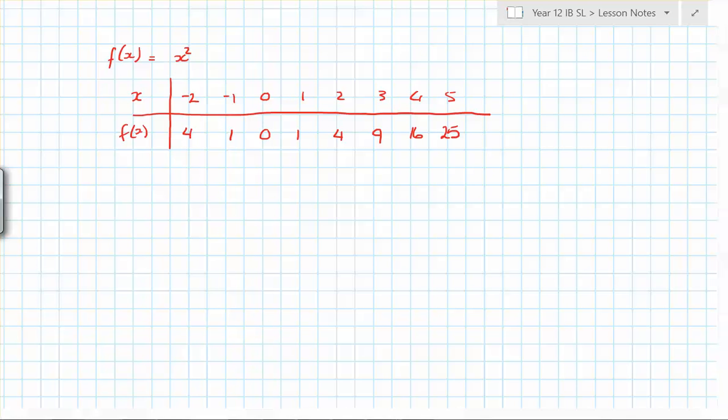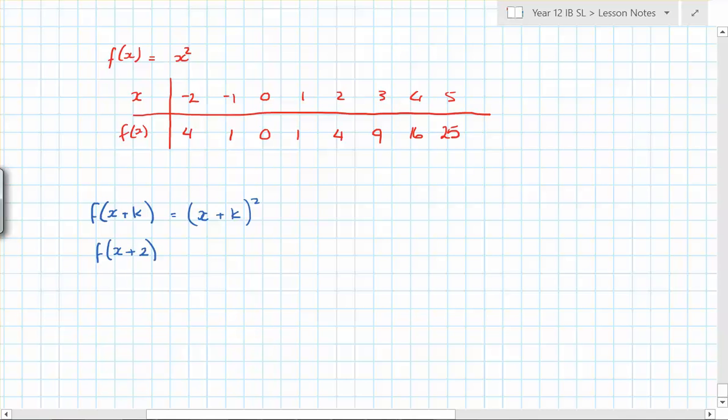Right. What I'm then going to do is another one, which is f of x plus k, which will make x plus k squared. So I'm going to look at that one. I'm going to do a particular one though. I'm going to look at f of x plus 2. So what we're actually looking at then is x plus 2 all squared.